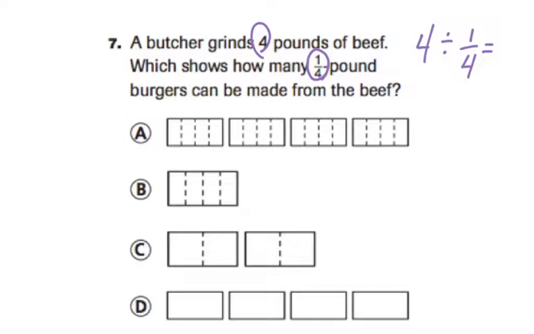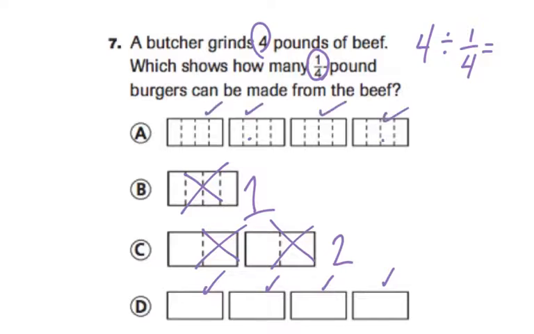Now let's look at these pictures. Where do I see 4 wholes? Well, here I see 4 wholes. There's only 2 wholes here. This one I have only 1 whole. And this one I have 4 wholes.